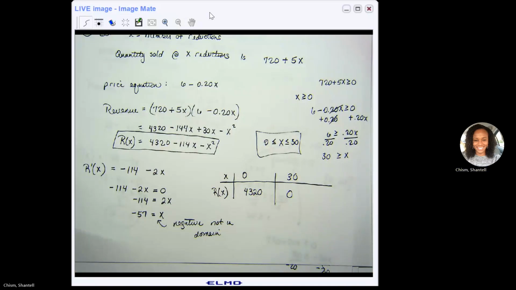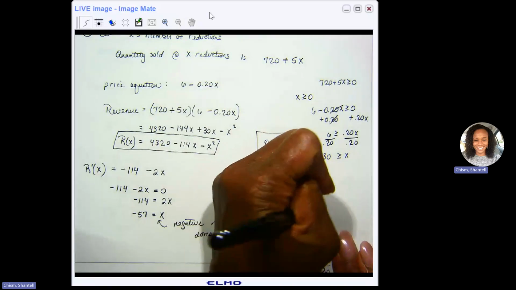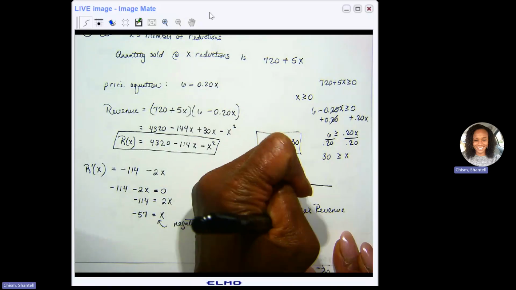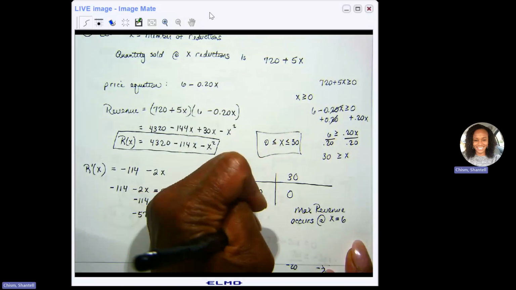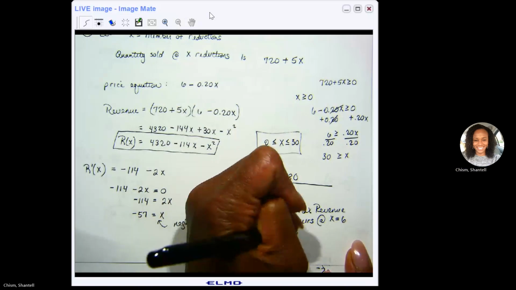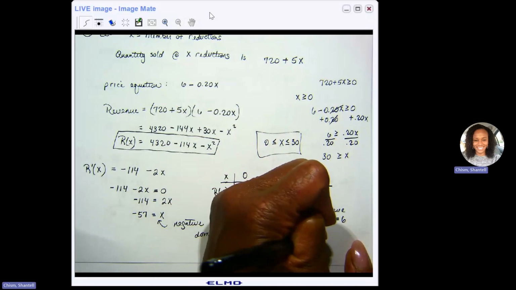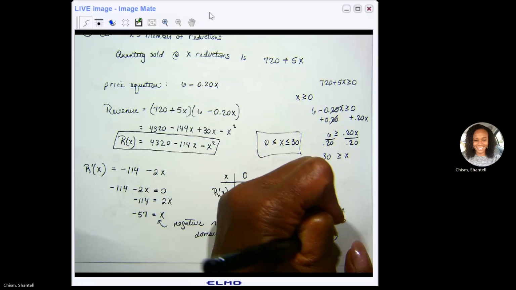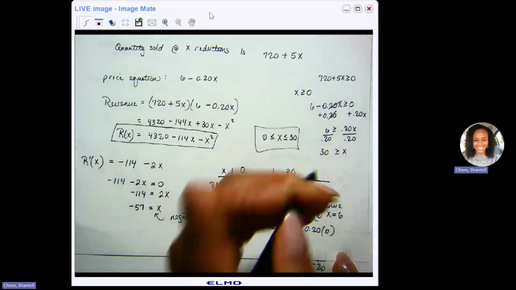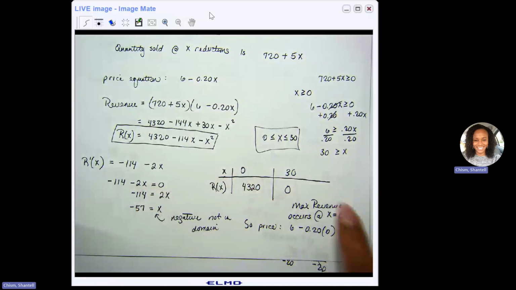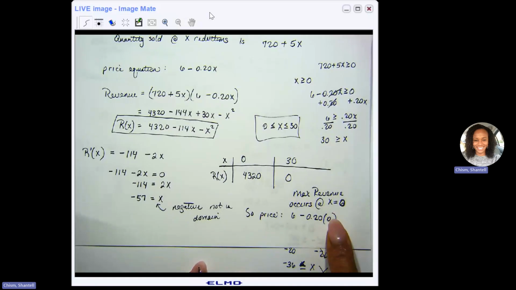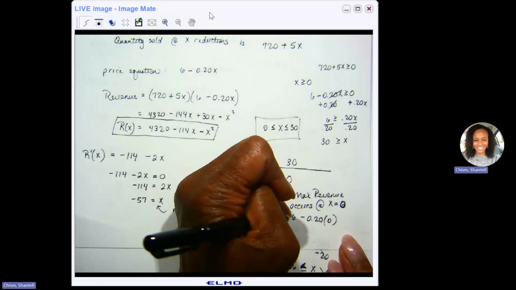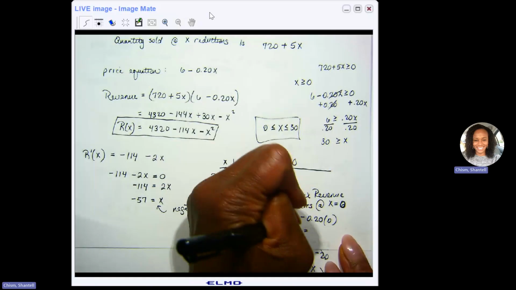So the price is 6 when you evaluate. So max revenue occurs at X equals 0. So the price is 6 minus 0.20 times 0, because we're letting X be 0. I'm sorry, I said X equals 6, it's at 0. The max revenue occurs when X is 0, and we evaluate the price function at 0. And so we end up with just 6.